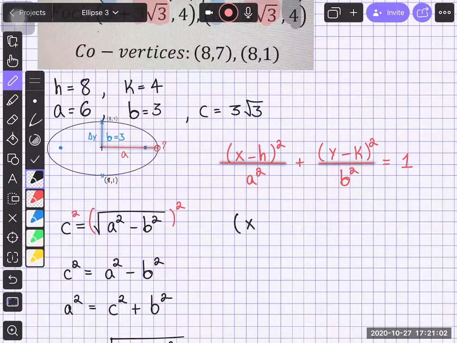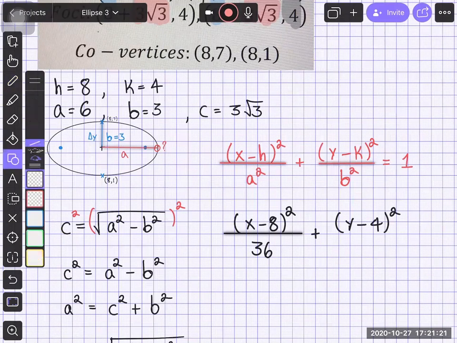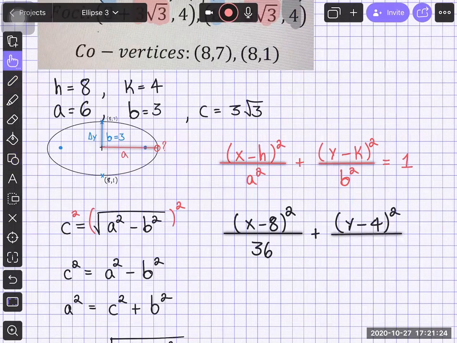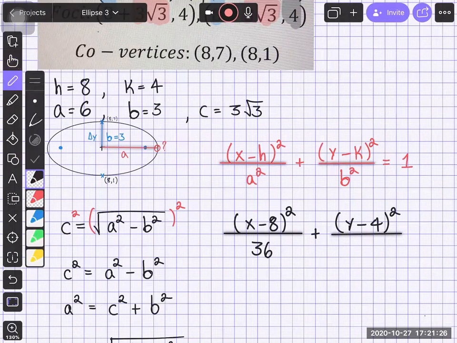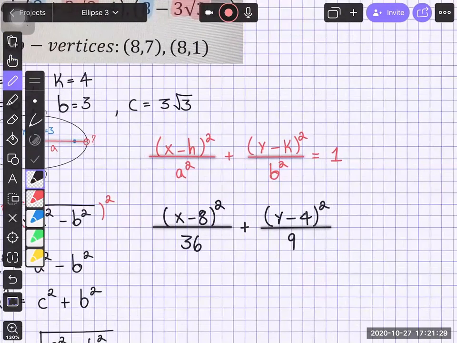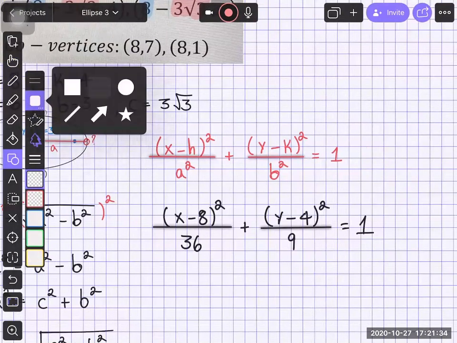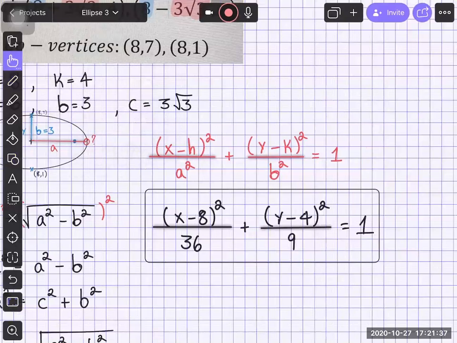So we have x minus 8 squared divided by 6 squared, which is 36, plus y minus k, that is 4, squared, divided by b, that is 3 squared, this is 9, and this equals 1. And this is the answer that we are looking for.